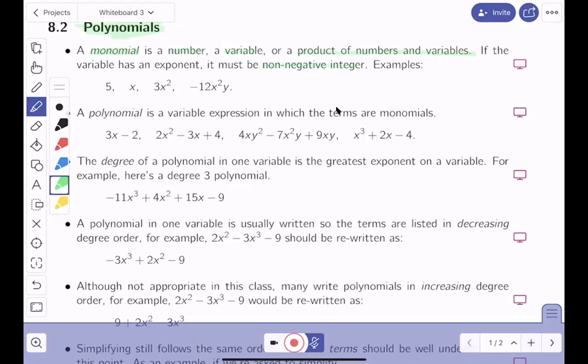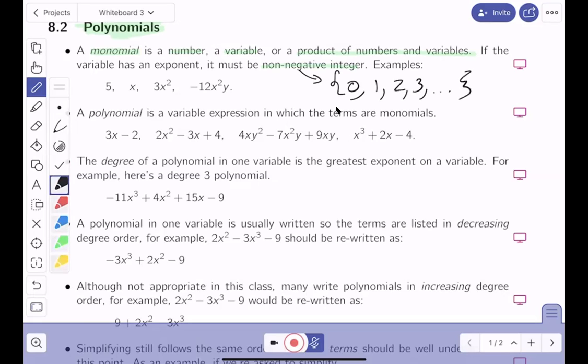Let me talk about non-negative integers for you. I'll write them down for you. 0 is non-negative, 1, 2, 3. These are the non-negative integers, all right? So if there's an exponent, it's got to be one of those numbers. So they give you some examples over here.